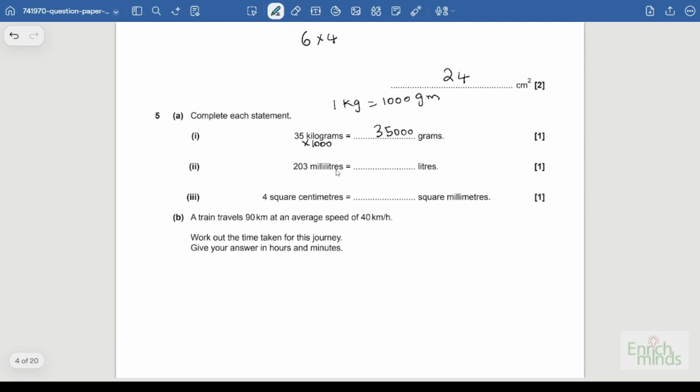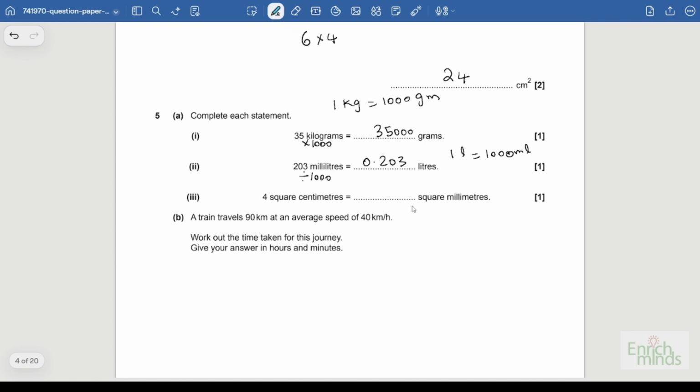203 milliliters is equivalent to how many liters? So we know 1 liter has got 1000 milliliters. So to go from milliliters to liters, that is from a smaller unit to a bigger unit, we divide by 1000 here. So the answer is 0.203.